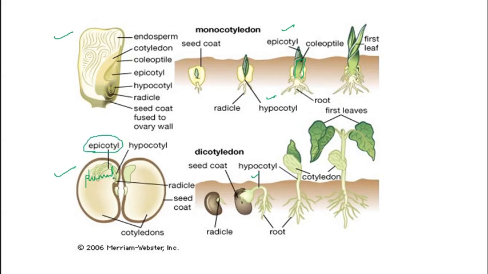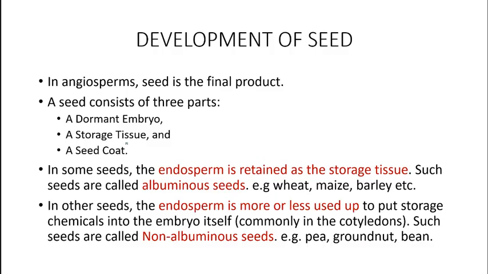Clear? Now one important thing I would like to tell you: a seed has three important parts: a dormant embryo, a storage tissue, and the seed coat. The storage tissue is the endosperm, and the seed coat is formed from the integuments. In some plants, the endosperm is retained as a storage tissue. It is not used up; all of the endosperm is not used up in the growth of the seed. What kind of plants retain the endosperm? They are wheat, maize, barley.